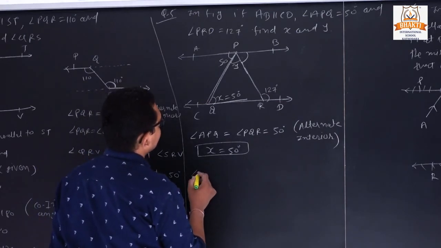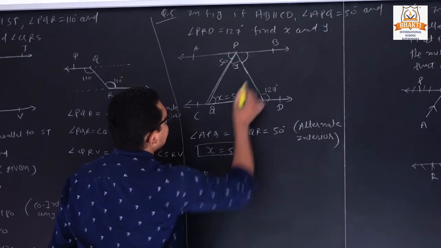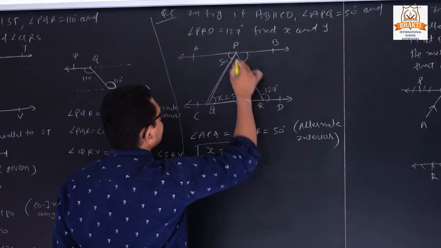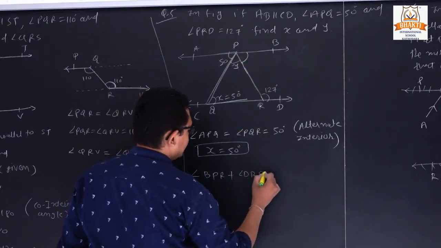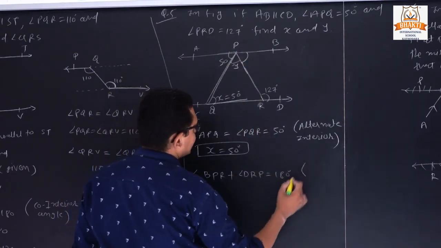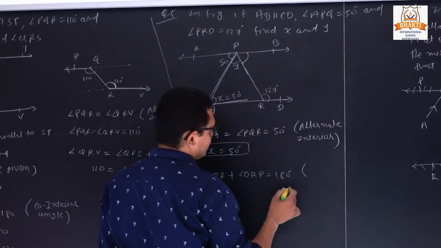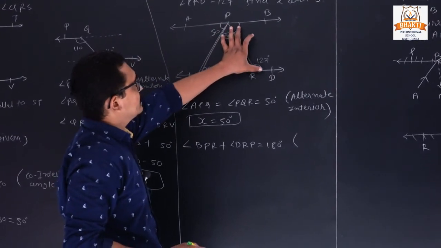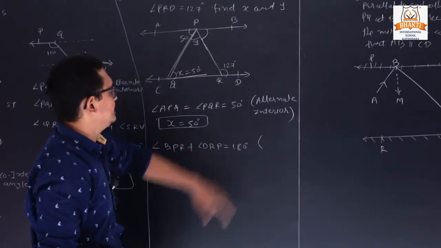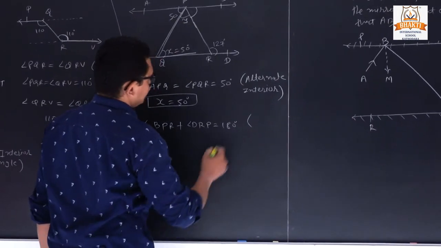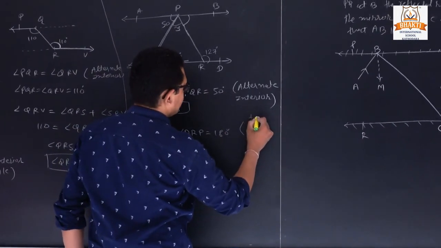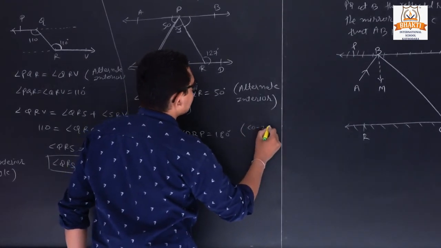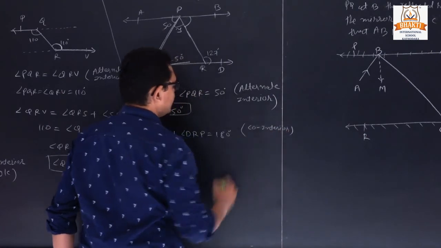Angle BPR plus DRP is equal to 180 degrees, and in the bracket what can we write? Supplementary. Clear? Sum of the interior angles on the same side is 180 degrees. We can also give its name as co-interior. Here it is co-interior.